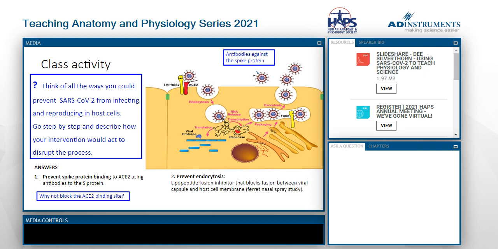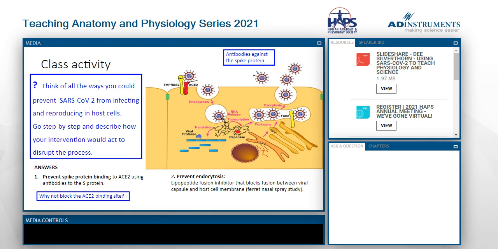The next step that I might expect would be to prevent endocytosis, because if the virus cannot get into the cell, then it can't infect it. And it turns out there's a very interesting study that was in a preprint server, and it just came out in the peer-reviewed form. There is a group that is using something called a lipopeptide fusion inhibitor that blocks fusion between the viral capsule and the host cell membrane. And if you don't get that fusion, you can't let the RNA loose into the host cell.